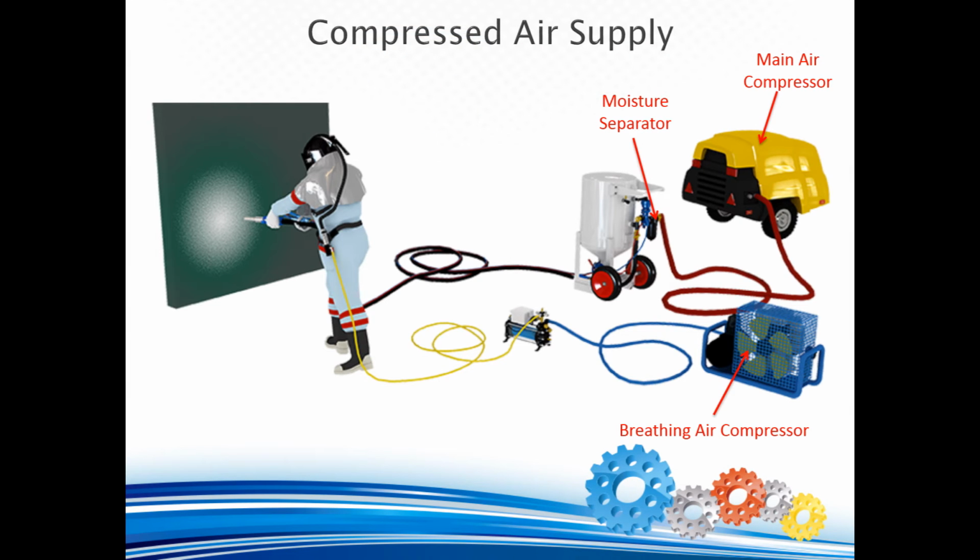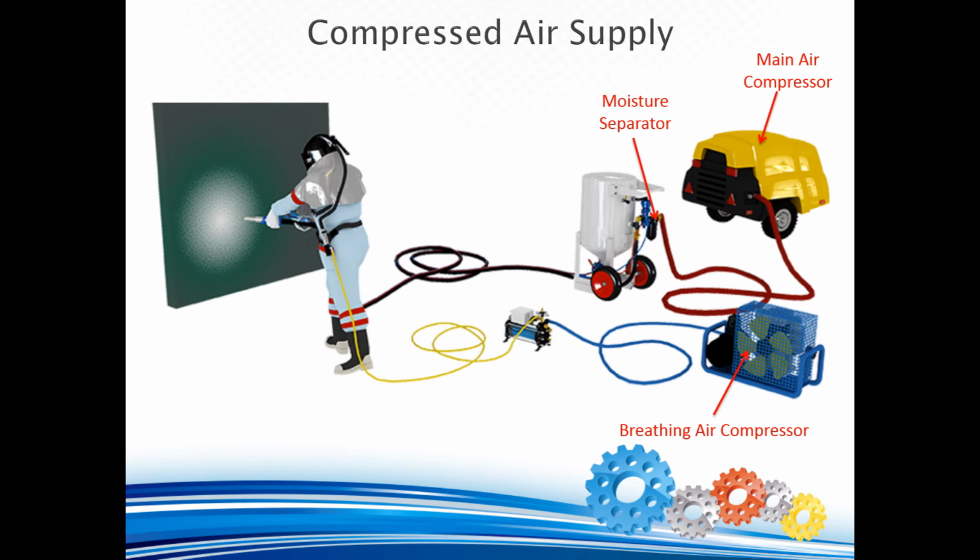Compressed air supply. For dry abrasive blasting, compressed air is the key medium which supplies the energy and force necessary for this surface preparation process. This is normally supplied by a main air compressor and is shown in the illustration as a yellow compressor. The breathing air compressor shown in blue as a separate unit is optional because breathing air can also be obtained from the main air compressor by additional three-stage filtration to convert standard compressed air from the main air compressor into breathing air quality, as explained in the operator protection training video.